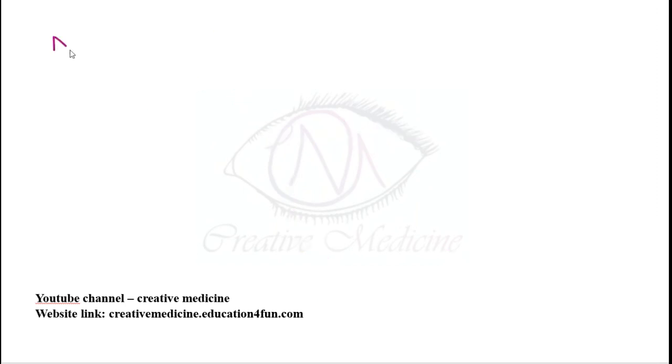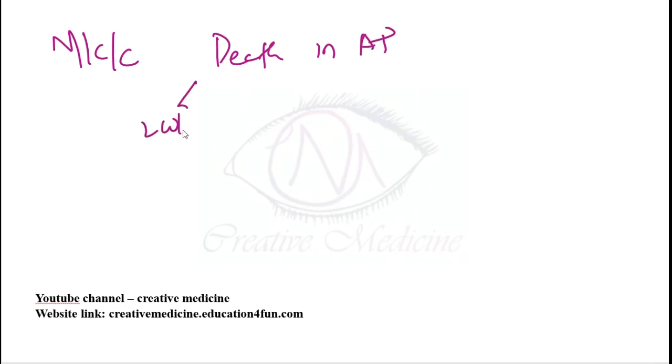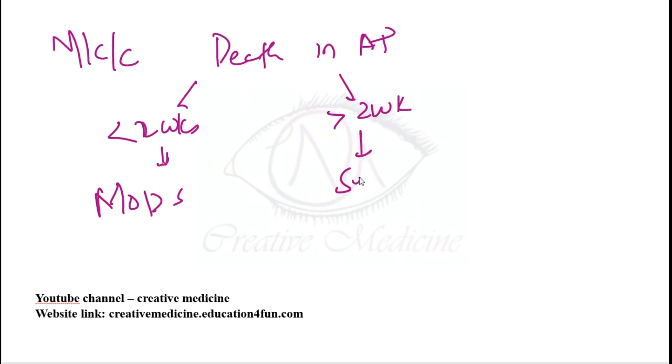If you are asked what is the most common cause of death in acute pancreatitis: within 2 weeks, the most common cause of death is multi-organ dysfunction syndrome. After 2 weeks, the most common cause of death is sepsis.